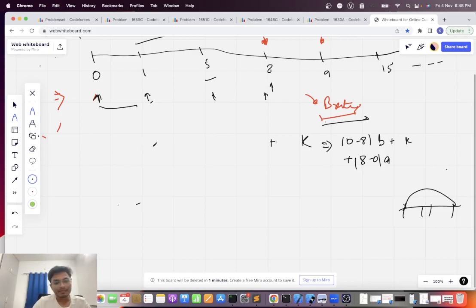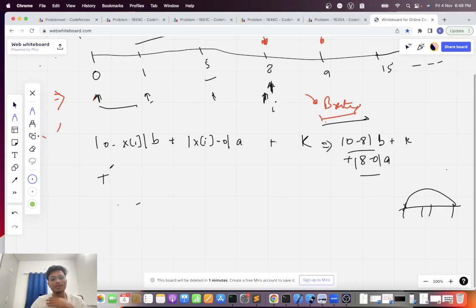So the value will be the same. If I am at this position, let's say this is the i position, then its value will be 0 minus the value of x of i, into b, plus, let's say the value of the shifting will be x of i minus 0, into a. Now I need to conquer from this point all the remaining kingdoms. So what will the value be? In this scenario, I can say 9 minus 8 b plus 15 minus 8 b.